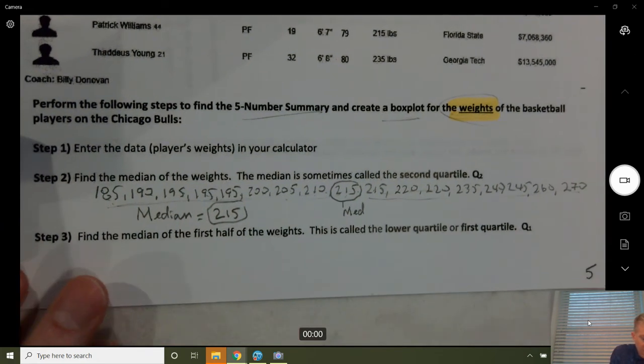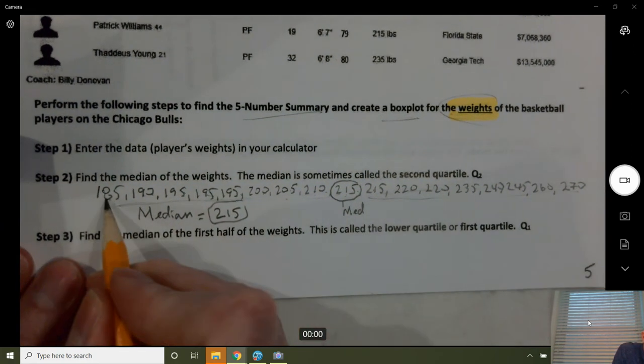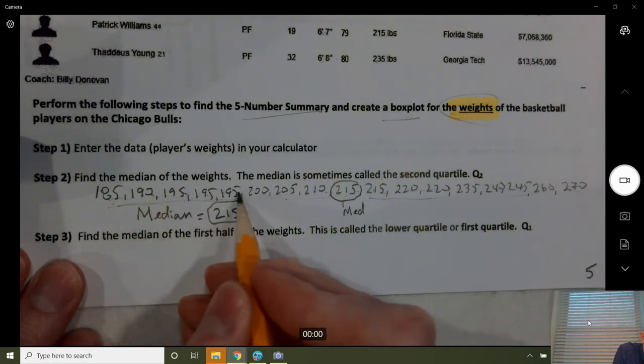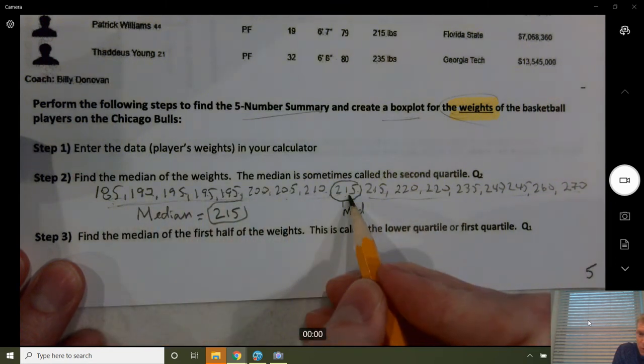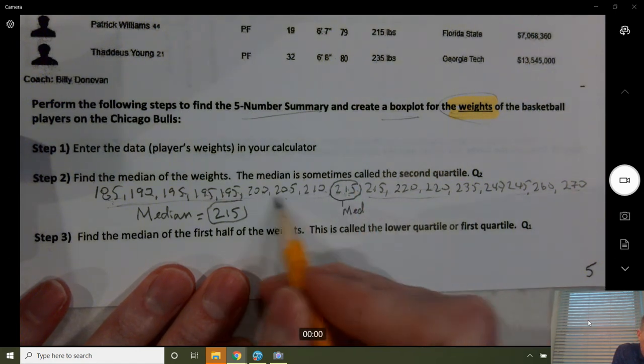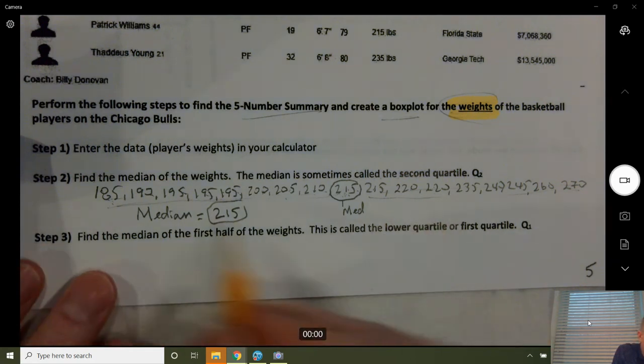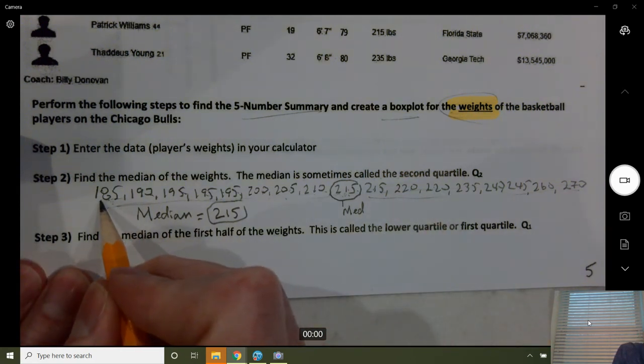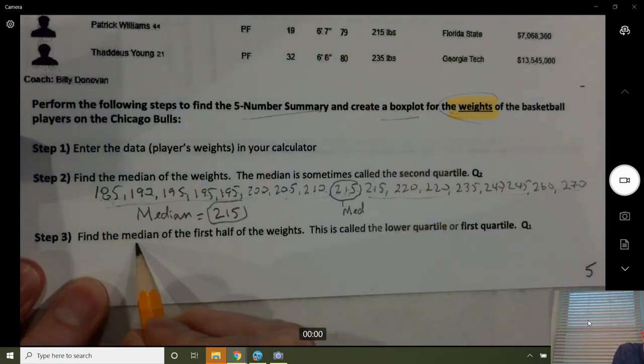Okay, find the median of the first half. So here's my first half. 1, 2, 3, 4, 5, 6, 7, 8. If there's only one in the middle, you don't count that in the top half or the bottom half. If there were two, we'd split them up. One of them would go in the bottom half, one would go in the top half. So we're only looking at these 8 values to find the median of the first half of the weights.